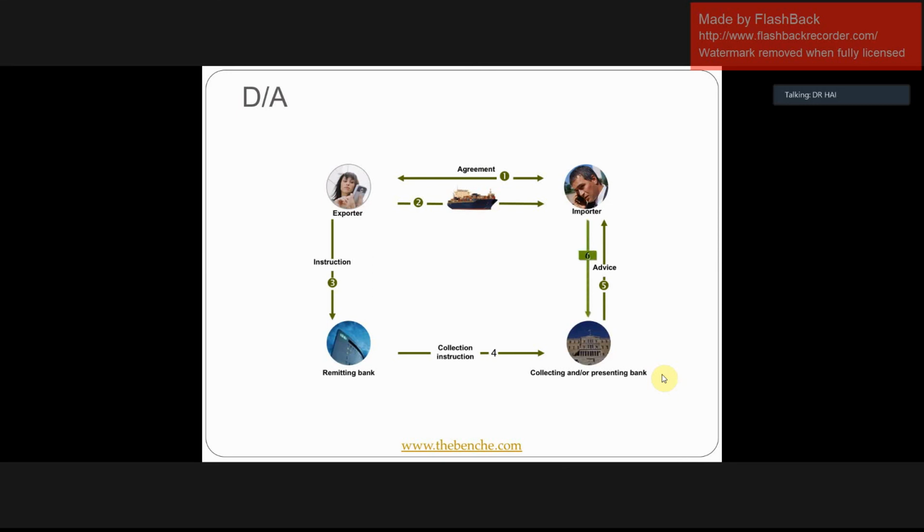The step number 6 is the importer accepts the B because we are talking about DA. So time B. That's why step number 6 is importer accepts the B. Number 7, collecting bank releases documents to the importer. Transfer, give the document to the importer.